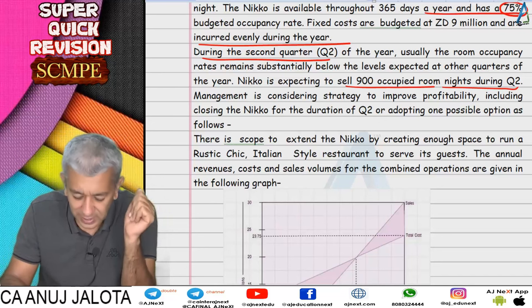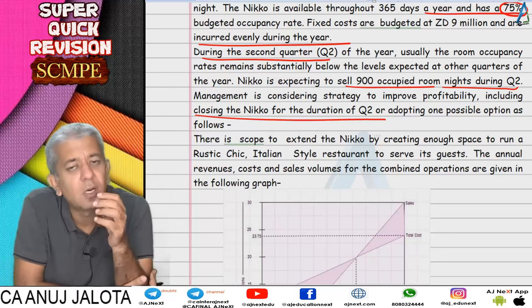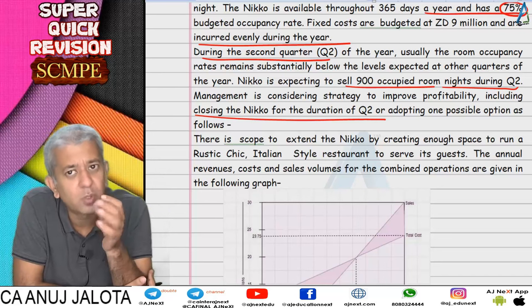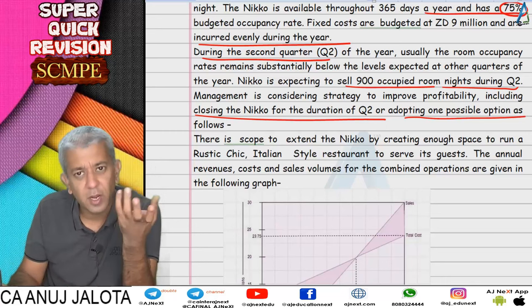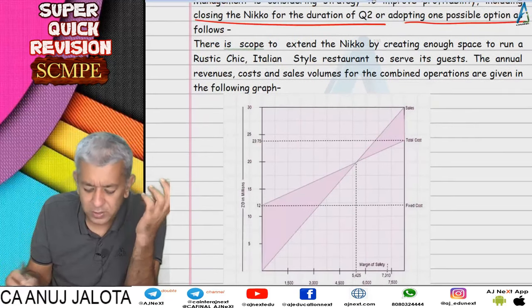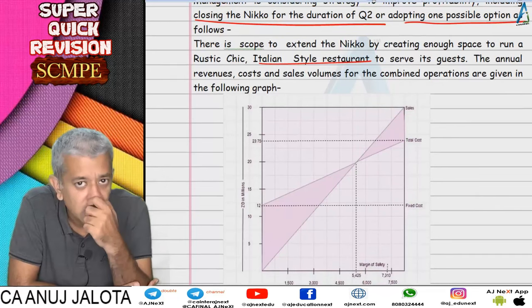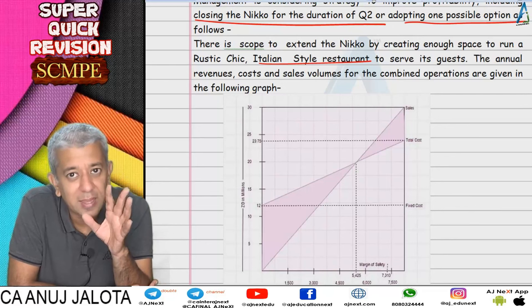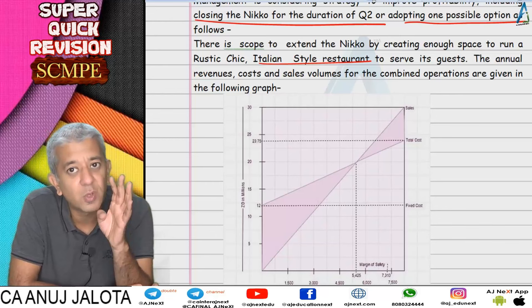So it is thinking that we can close down the entire hotel only in quarter two. This was one thing. Or they are thinking there is one other option. What is that? Let's try to open a restaurant, an Italian style restaurant. Now, if they open that, then they are thinking that the revenue will increase, cost will too. But they have not given you that directly.